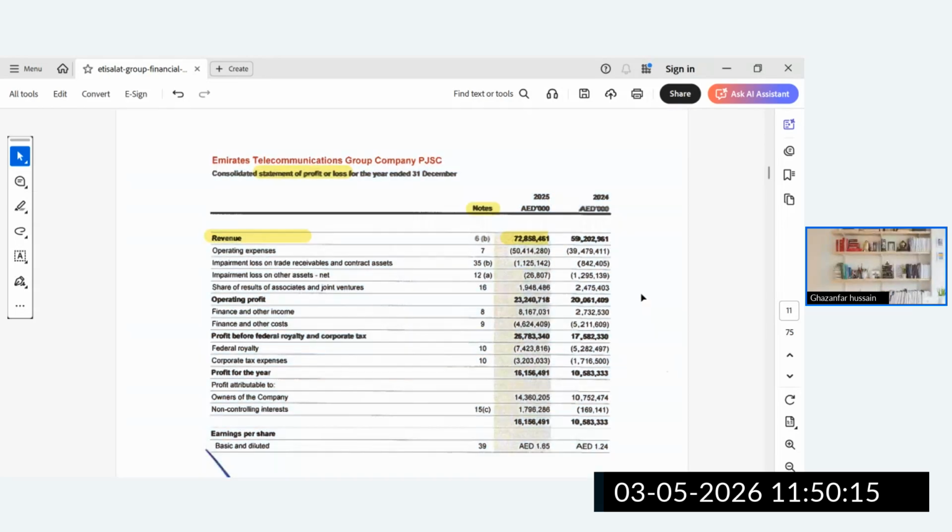Here they mention the operating expenses, impairment loss on trade receivables and contract assets. So these are all important, but currently we need only one figure. Which figure will we take? Of course, all the figures have an impact on our return calculation.